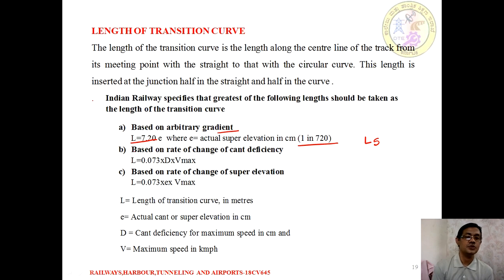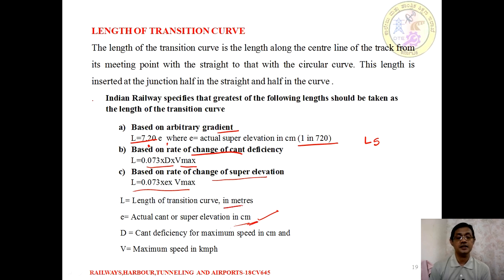Similarly, it is based on the rate of change of cant deficiency. If you make the length of transition curve based on cant deficiency, it is going to be 0.073 D into V max. If it is the rate of change of super elevation, it is the same equation, L is 0.073 E into V max, where E is the actual cant or super elevation in terms of centimeters. Try to remember it is in centimeters.